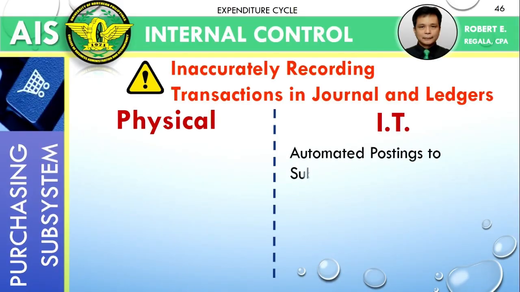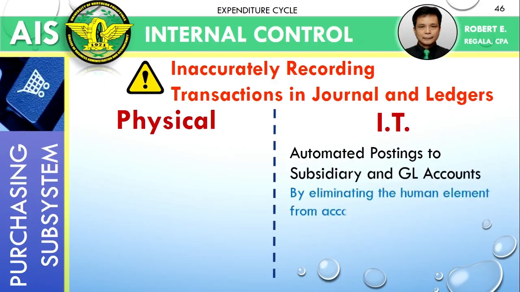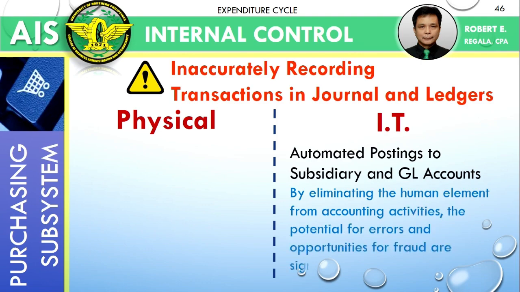Automated postings to subsidiary and GL accounts. The record-keeping functions, which in basic technology systems are performed manually by accounting clerks, are automated in the advanced technology system. In a manual environment, segregation of duties among inventory control, purchasing, accounts payable, cash disbursements, and the general ledger functions is the important physical control designed to prevent or detect human errors and fraud.